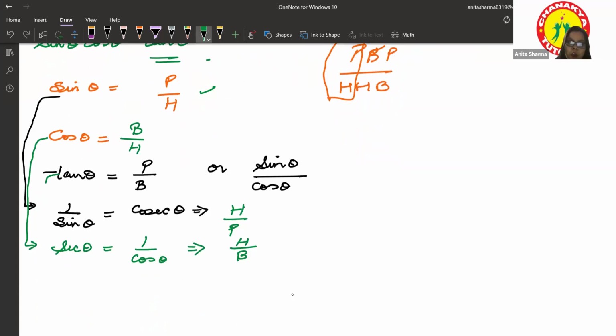Now next is cot theta, that is the reciprocal of tan theta. So Anurag, please tell me the ratio for cot theta.